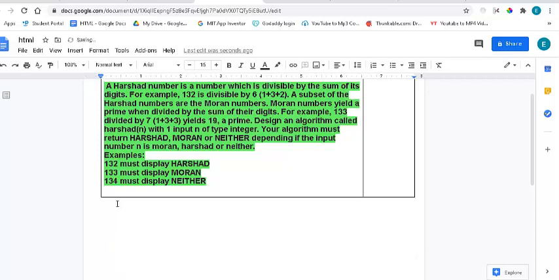At first glance, this problem seems to be a little bit complicated because we have to find the sum, we have to check if it's divisible, then we have to check if it's a prime. So there are quite a few steps involved. But this is a very good example of divide and conquer. Instead of trying to solve the whole problem in one shot, we are going to break it down into smaller pieces, write the algorithm for those smaller pieces, and then put all of them together.